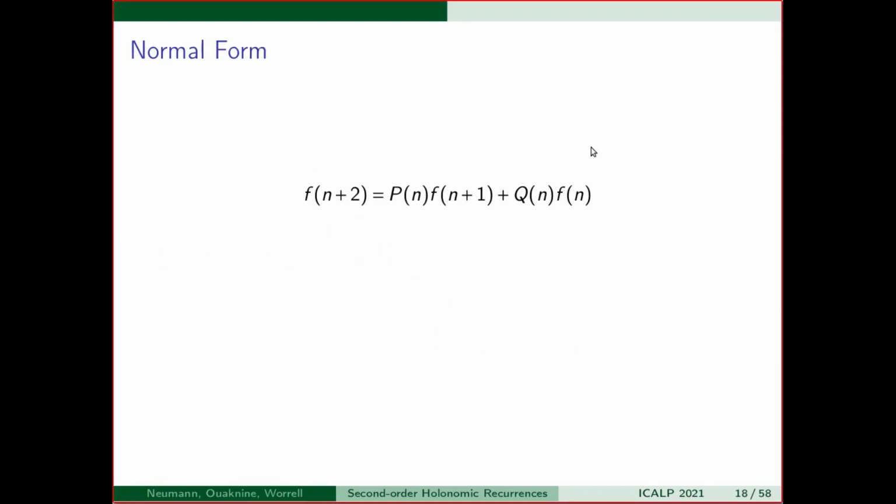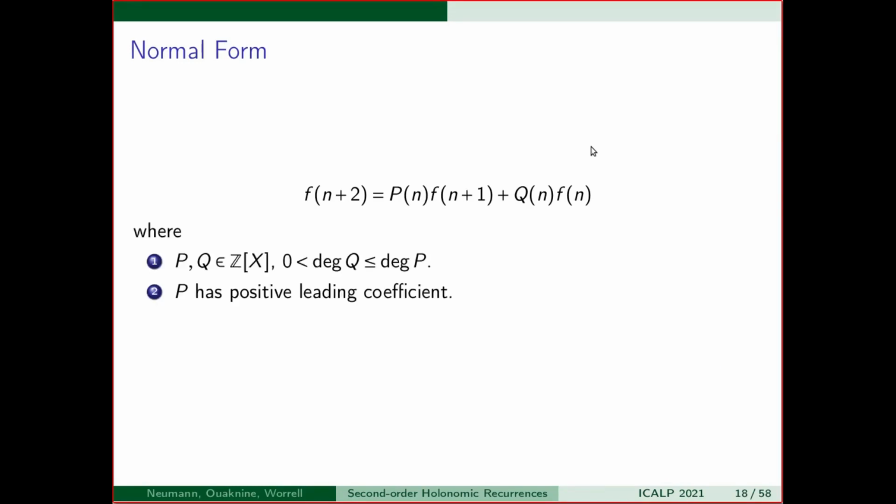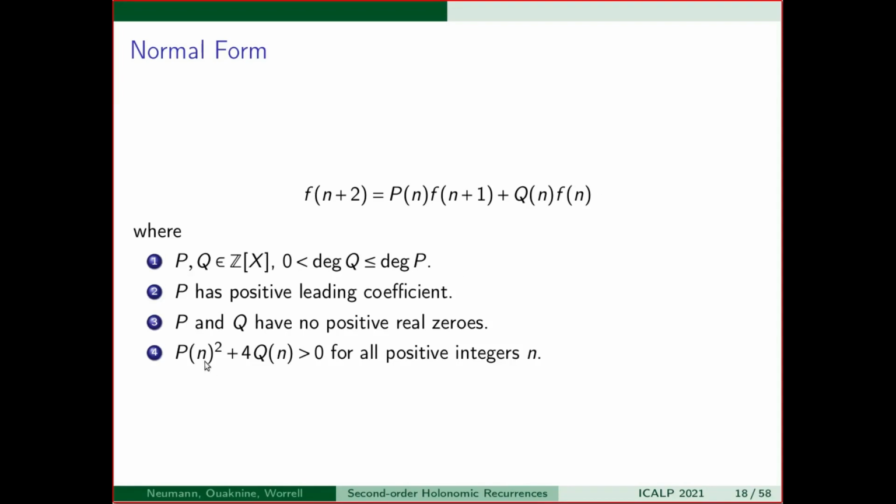So to state the result more formally, let's assume we're given such a recurrence, and let's first bring it into a certain normal form. Let's assume that P has a positive leading coefficient, that P and Q have no positive real zeros, and for technical reasons that this discriminant P squared plus 4qn is strictly positive for all positive integers. This can always be achieved for any recurrence of this type, simply by shifting and scaling the recurrence. Of course, for the fourth item to hold true, it's important that the polynomial P be non-constant, but then by the assumption on the degrees, it can always be achieved.